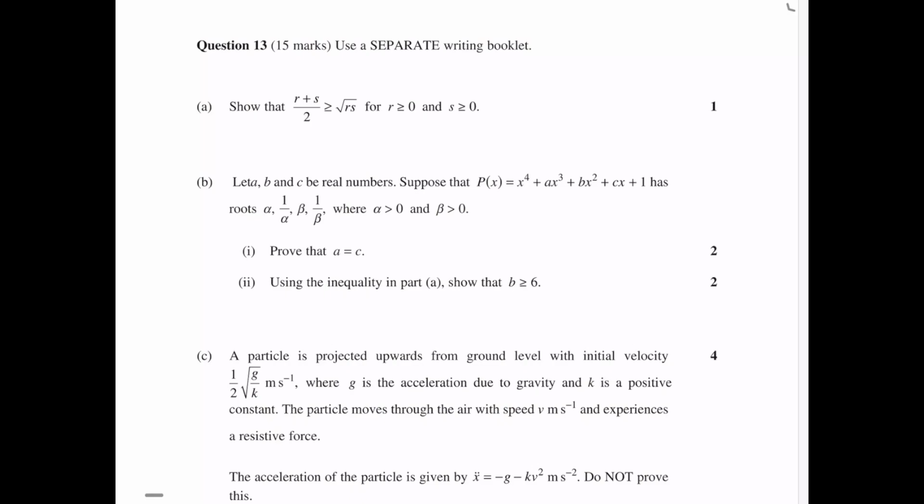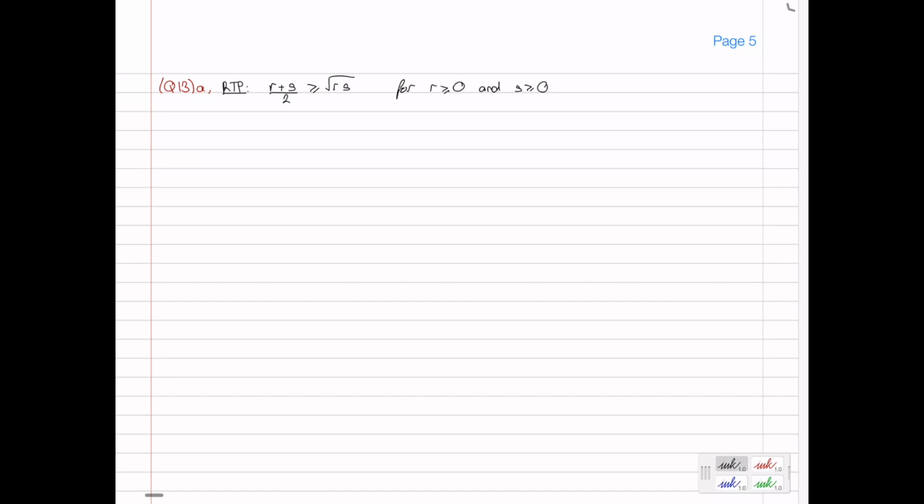Hey everyone, in this video we'll cover question 13 from the 2017 HSC Mathematics Extension 2 exam. So part A, show that (r + s)/2 is greater than or equal to the square root of rs, for r greater than or equal to 0 and s greater than or equal to 0. This is only worth 1 mark, so it shouldn't be too difficult for us.